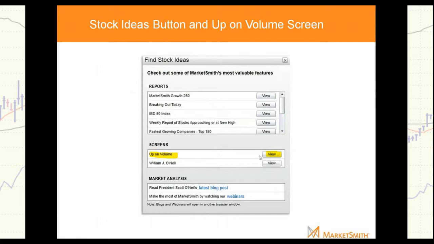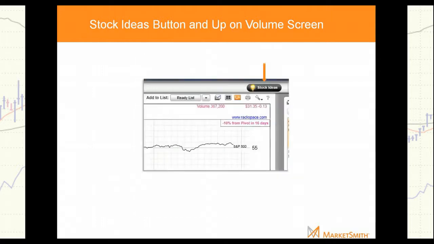So everyone should get in the habit of checking this once a day at least. It only takes a few minutes. Click on that stock ideas button. Let me go right back here. So click on the stock ideas button, then click on this up on volume. What will happen is your bottom panel is going to open up, and just double click on the first stock in the list, and then hit the space bar. And it will take you a couple of minutes to go through each of those stocks.